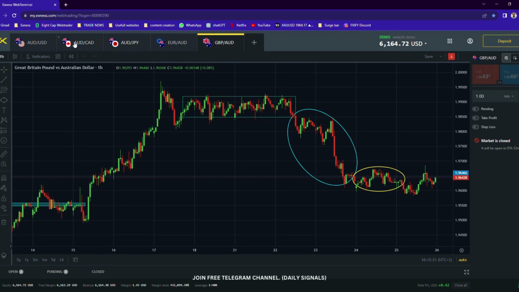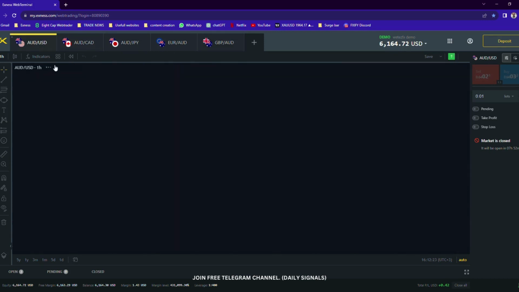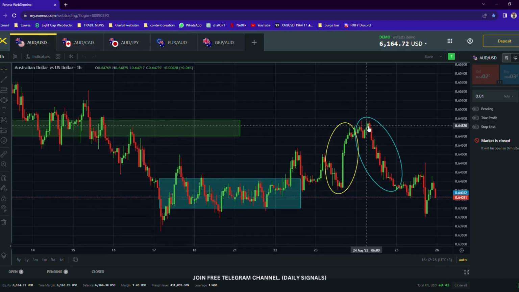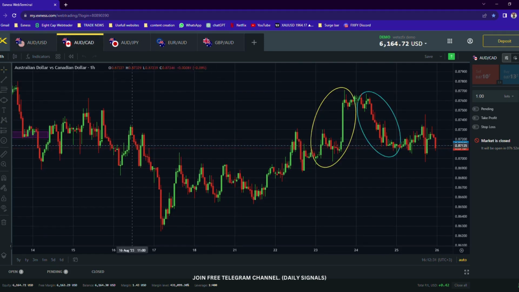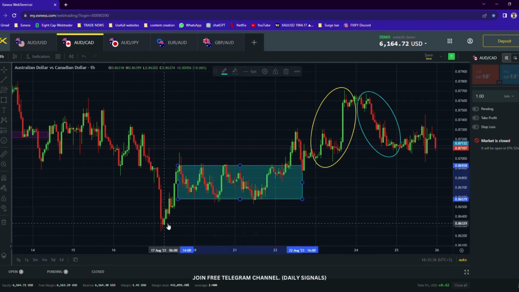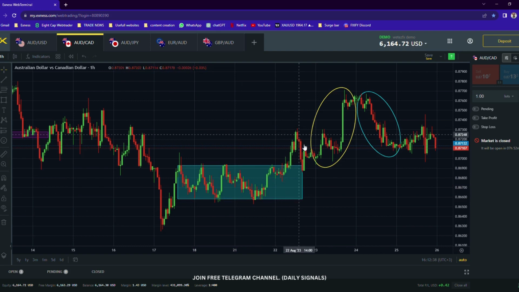So let's look at how these correlations are working so far. We are looking at a range with an upward and downward move on the 23rd and 24th. Let's look at AUD Canadian. Right here we are looking at a range from 17th to 22nd, and we see a breakout and retest on the 22nd. Then we see that impulse move to the upward side, which was a pretty good confirmation after the breakout happened and it retested.